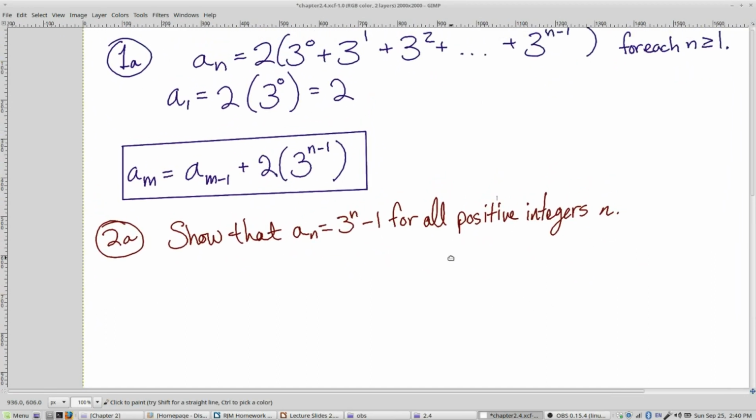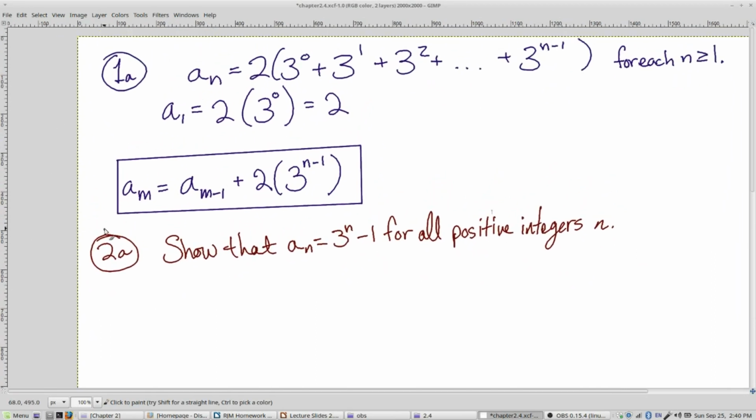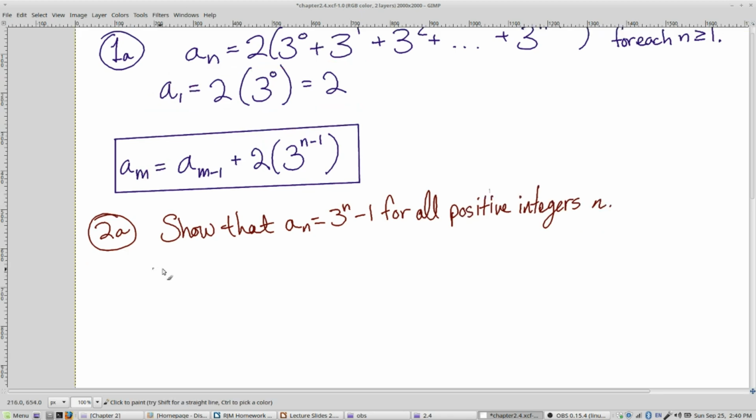So then the second set of questions in the book refer back to the first set of questions. So this one says, show that a sub n is equal to 3 to the n minus 1 for all positive integers n. So this is a closed formula, and then up here we have our recursive, where we have this part as well. So first step, again, just look at the first term. A sub 1 is 2, so let's look at what a sub 1 is when we plug this in. 3 to the first minus 1. That's 3 minus 1, which is 2. So that first part checks out. And then we start thinking about m-1.